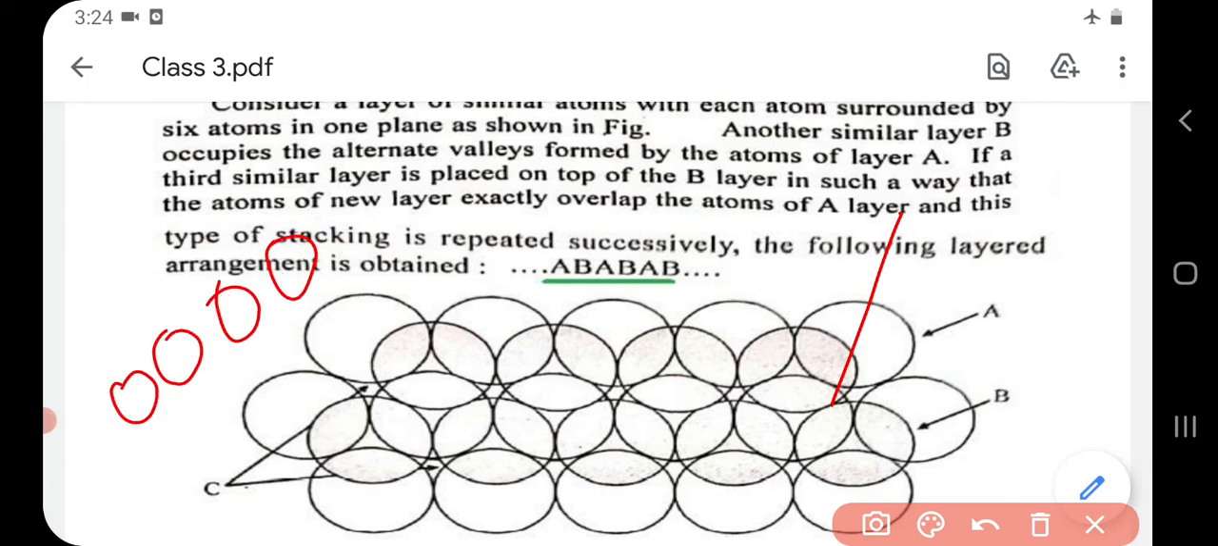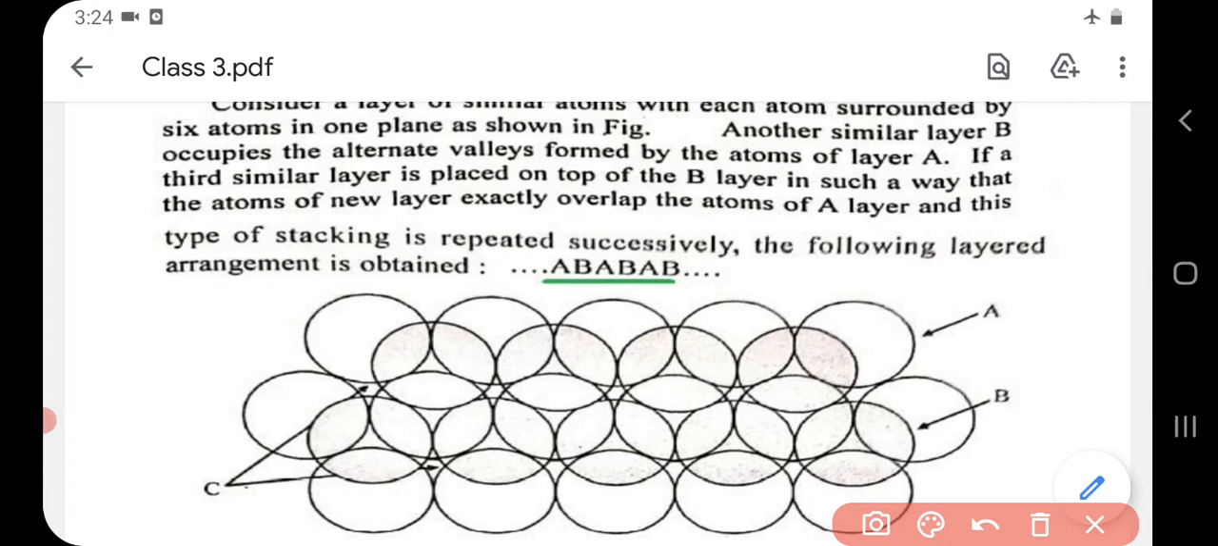Alternate valleys means, suppose that these are A layer atoms. In between these A layer atoms, in here, these are called alternate valleys, that is the space between these A layer atoms. So in between these valleys you will keep B layer atoms. That is the arrangement here. So A layer atoms is the first layer, and in the alternate valleys of A layer atoms, we place B layer atoms, that is the second layer.